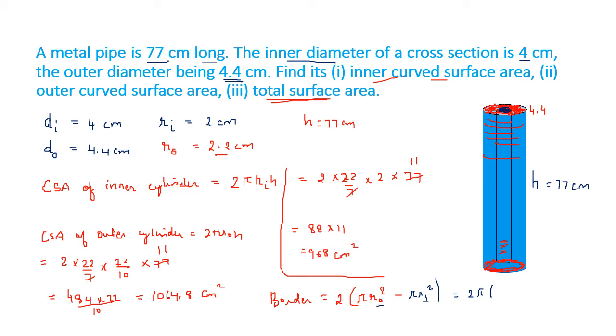A square minus B square is A minus B into A plus B. I get 2 into 22 by 7. So 2.2 minus 2 is 0.2, so 2 by 10, into 2.2 plus 2 is 4.2, that's 42 by 10. What will you get here? 2 into 22 into 2 into 42 upon 7 into 10 into 10.